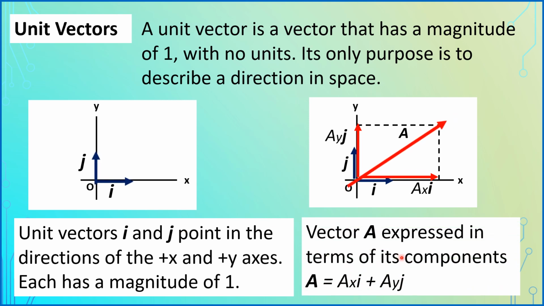As an example, supposing vector A, as shown in this diagram, we can express its x and y components in terms of the unit vectors i and j. So we can express vector A as the sum of its x and y components. That is, vector A is equal to axi plus ayj.